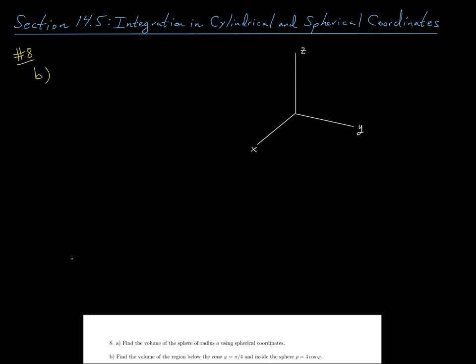All right, question 8, part B says to find the volume of the region below the cone, phi equals pi over 4, and inside the sphere, rho equals 4 cosine phi. So in question 6, we looked at the cone phi equals pi over 4 and saw that that was just a right circular cone that opens along the positive z-axis and forms an angle of pi over 4 with the positive z-axis. So we're looking at this cone right here.